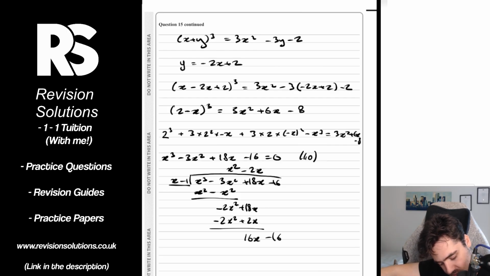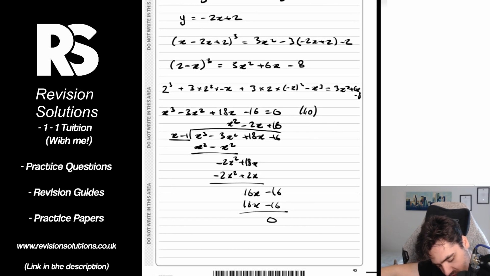Let's check it's actually going to give us remainder 0. 16x divided by x is plus 16. So we get 16x minus 16, which does indeed give us a remainder of 0. So now we know this equation is actually x minus 1 times x squared minus 2x plus 16. And if the only solution is this one, that x equals 1, that means this quadratic has no solutions.